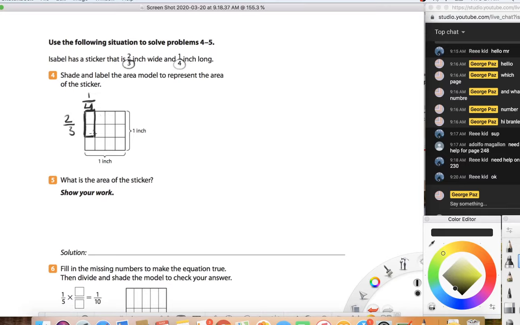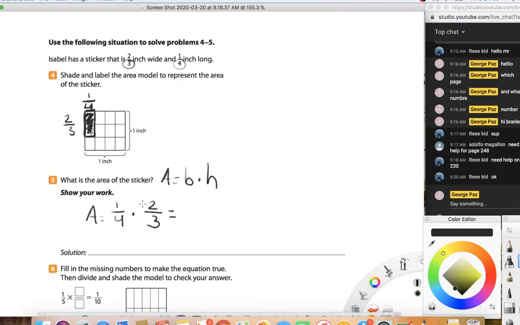So it says to shade and label it. So you're just gonna shade it, and you're gonna label it like this. Afterwards, on number 5, it's asking you what is the area of the sticker. So to find the area, remember the area is just base times height. The base would be like the bottom part, which is 1/4, and the height would be 2/3. So when you show your work, you write the base, which is 1/4, and you multiply the height, which is 2/3.